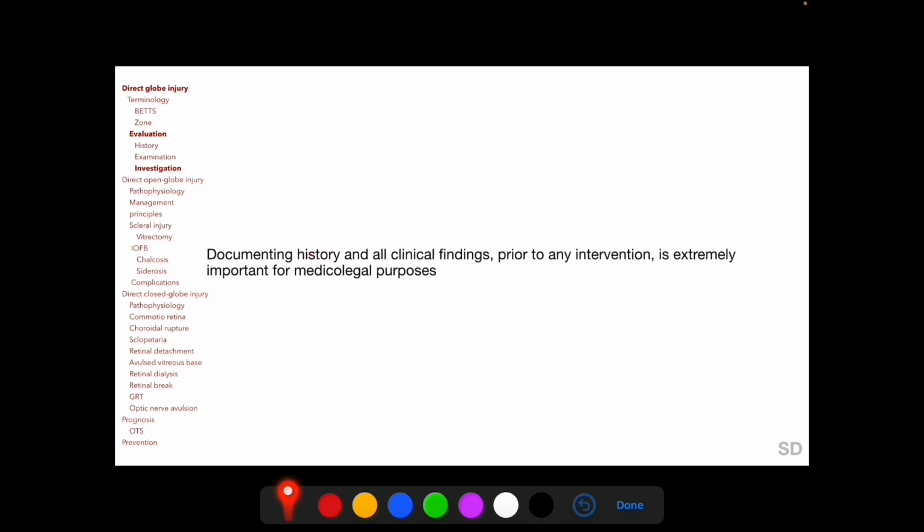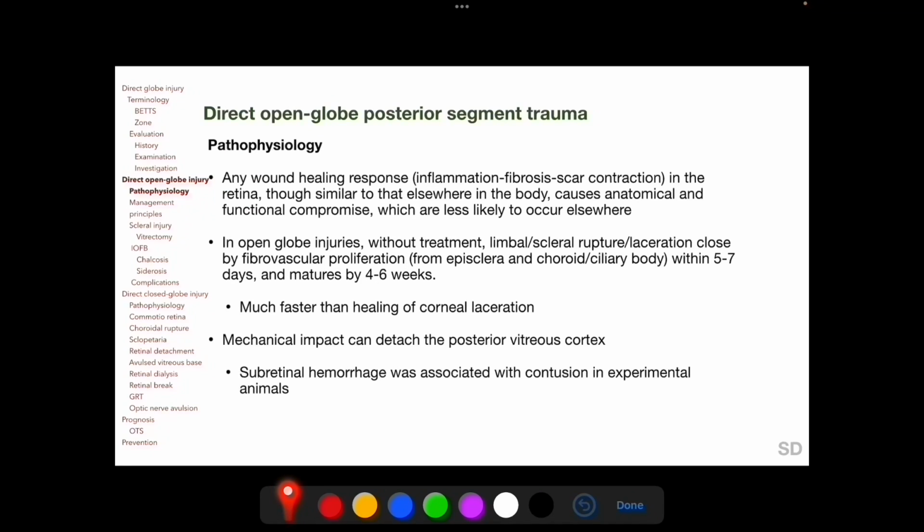Documenting history and all clinical findings prior to any intervention is extremely important for medical legal purposes. Following direct open globe posterior segment trauma, any wound healing response in the retina, though similar to that elsewhere in the body, causes anatomical and functional compromise much more severe than elsewhere in the body.